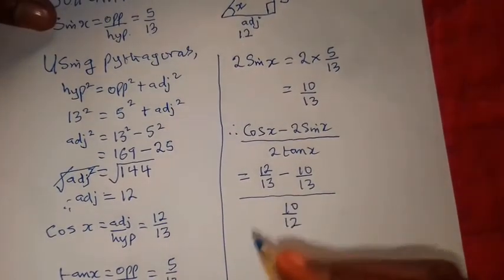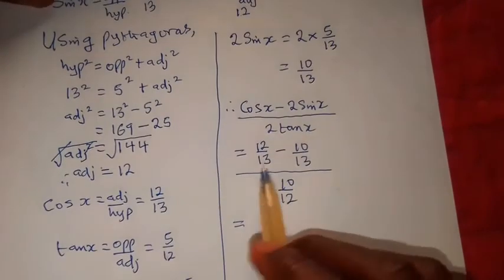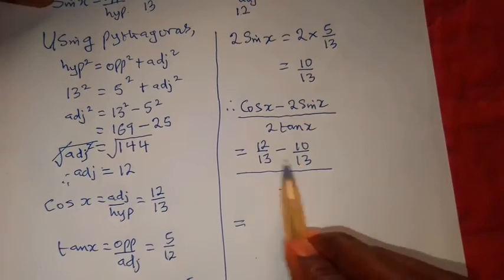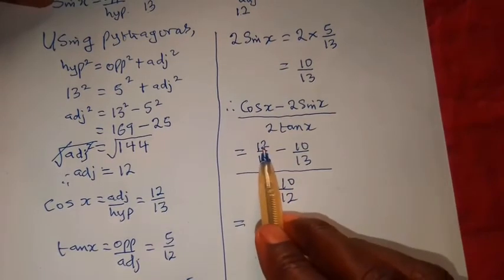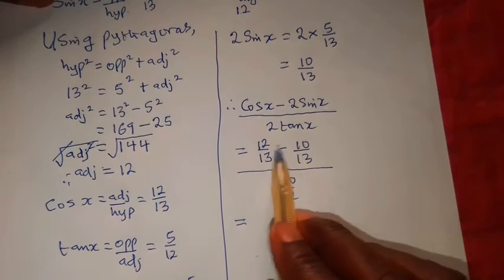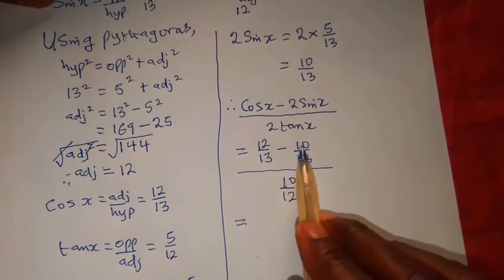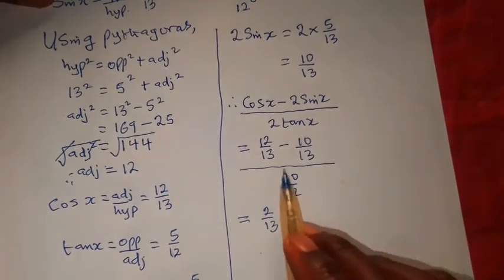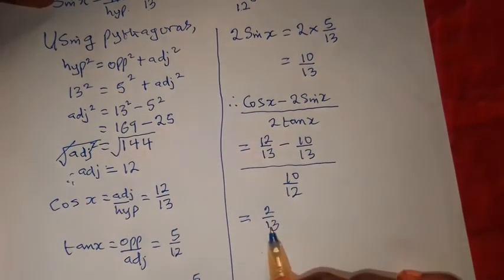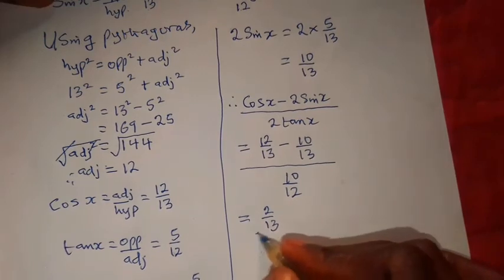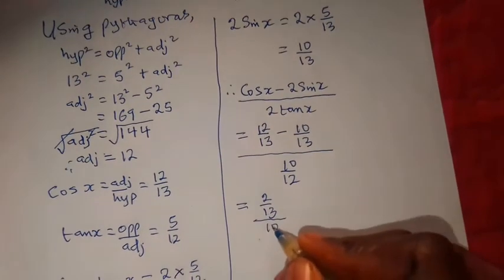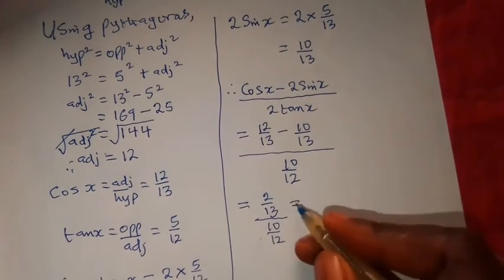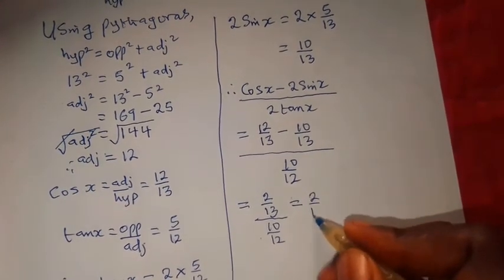Okay, so what do we do here? In the next step, we are going to evaluate this. Now, please take note of this. Since the denominator here and here is the same, we're having 13, okay, they are the same. All we do is to simply subtract the numerators. So 12 minus 10 will give us 2 upon 13. Since the denominators are the same, we collect them as one, and then we write it as upon 10, then upon 12. Here, we can write this as 2 upon 13.